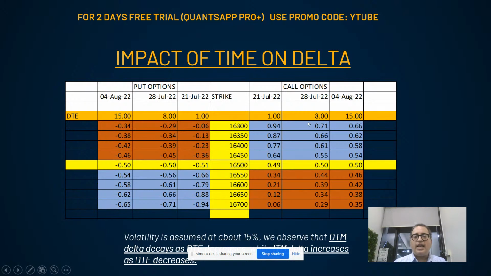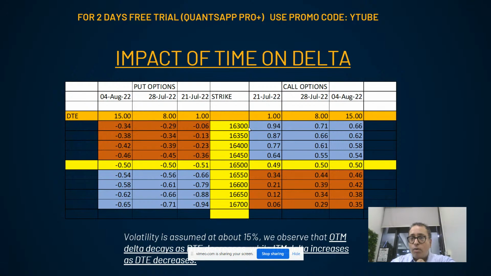Now the blue shaded areas are in the money options for the calls and for the puts. Puts are on the left hand side, calls are on the right hand side. So what we are realizing is that a 16300 call, which is in the money as of today, has a delta of approximately 0.94. But a 4th August 16300 strike price call option has a delta of 0.66.